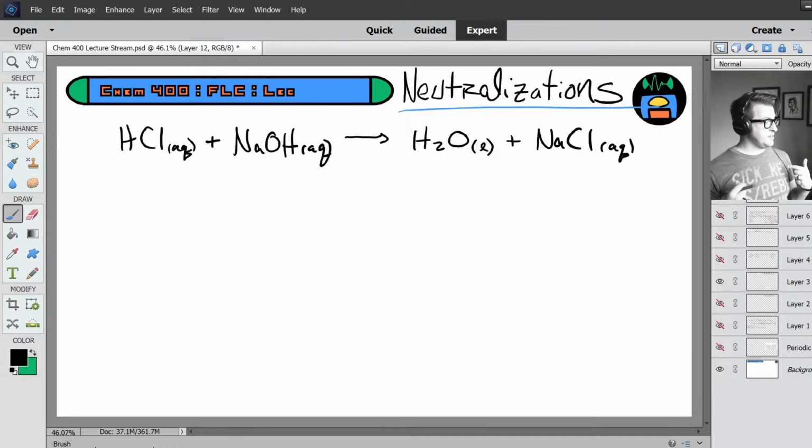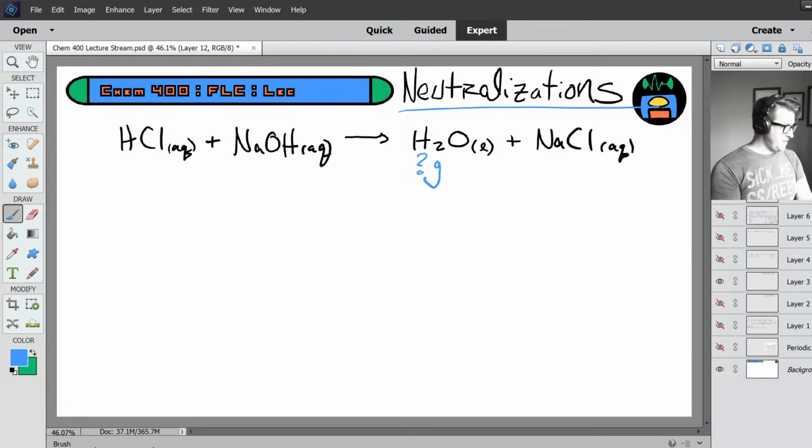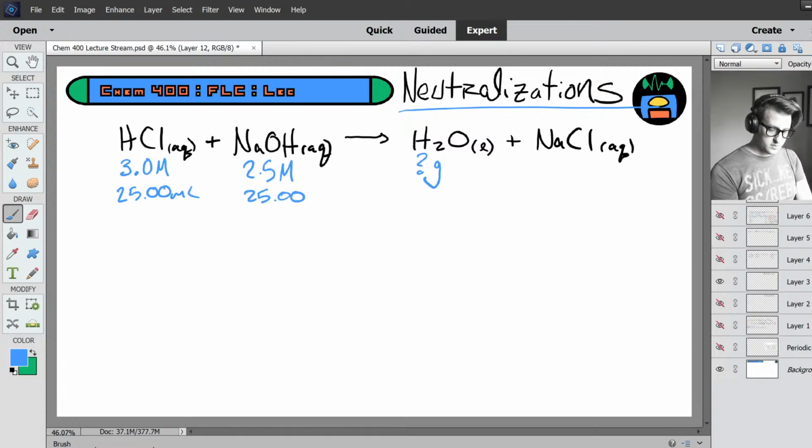Now let's look at part B. We're asked to find the theoretical yield in grams of water. And we've been given that we have 3.0 molar HCl, 2.5 molar sodium hydroxide, and we have 25.00 milliliters of each. All right, this is a limiting reactant problem.